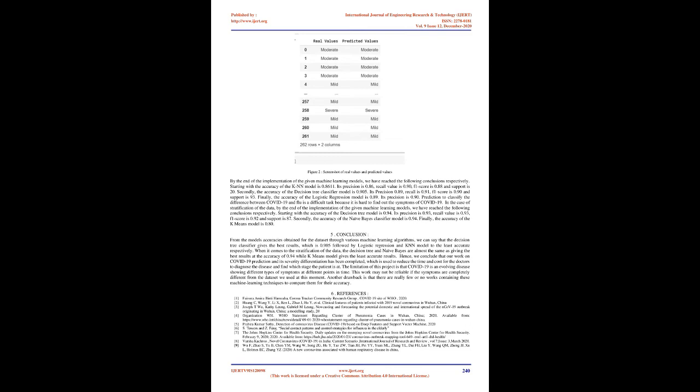By the end of the implementation of the given machine learning models, we have reached the following conclusions respectively. Starting with the accuracy of the KNN model is 0.8611. Its precision is 0.86, recall value is 0.90, F1 score is 0.88 and support is 20. Secondly, the accuracy of the decision tree classifier model is 0.905. Its precision is 0.89, recall is 0.91, F1 score is 0.90 and support is 93.